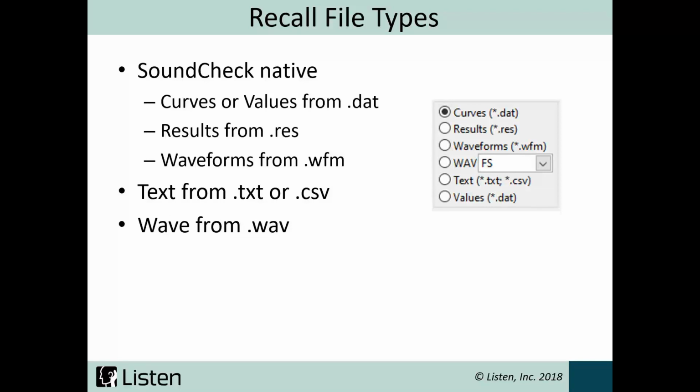We can also bring text from a .txt or a .csv. Because these aren't standardized, we would have to specify what format and what units we're trying to bring in. The last option is to import a wave from a .wav file. We'll look at some of the specifics of a text or wave file in later videos.